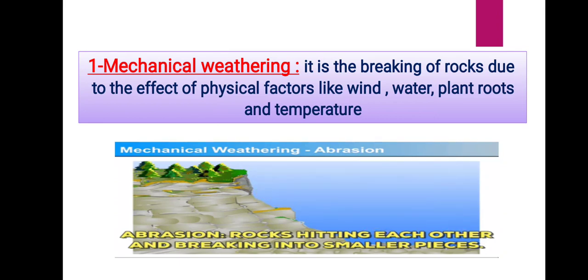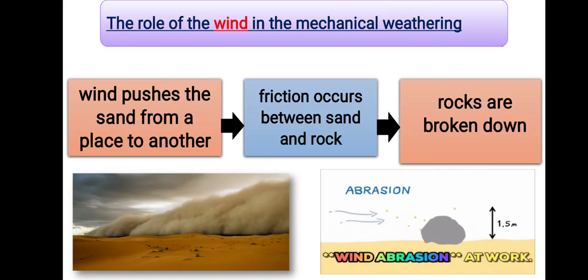Let's start with the role of the wind. How can the wind help in mechanical weathering? At first, the wind can carry the sand from one place to another, as we can see in this picture. While the sand is moving, if there is a rock in its way, friction happens between the rock and the sand. Over time, due to the friction, the rock becomes very weak and is broken down.